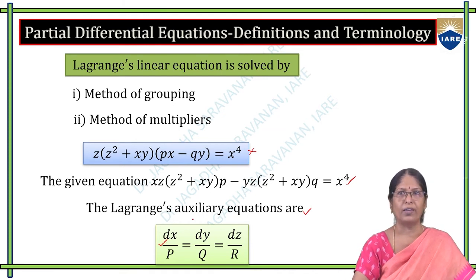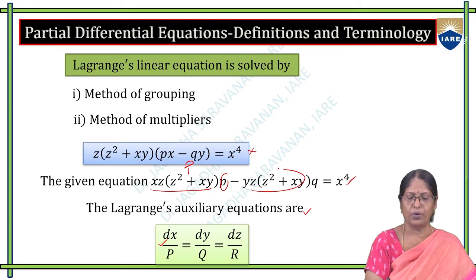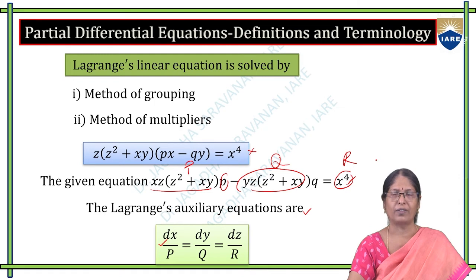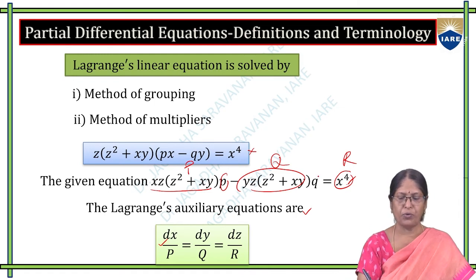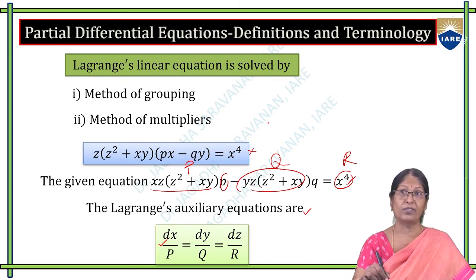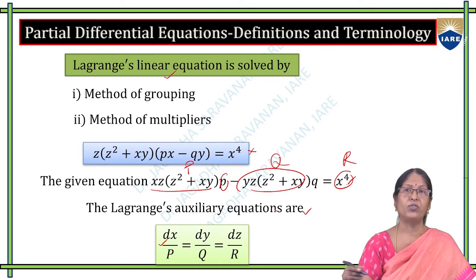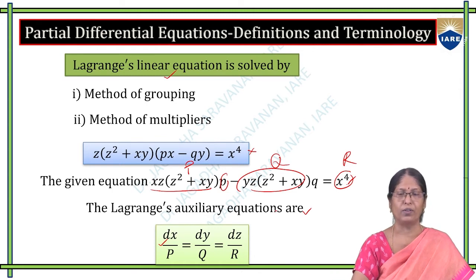That is dx by capital P, dy by capital Q, and dz by capital R, where small p plays the role of capital P, small q of capital Q, and the right side of capital R. So Pp plus Qq equal to R. Even if the equation is not fitting, we make modifications to fit it to our Lagrange's linear equation. After doing that, we write the Lagrange's auxiliary equations here.